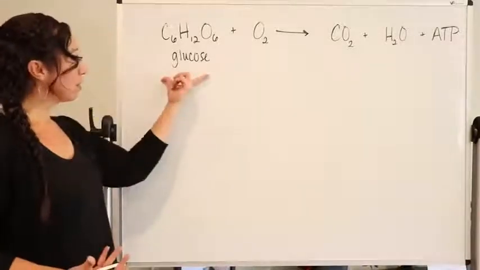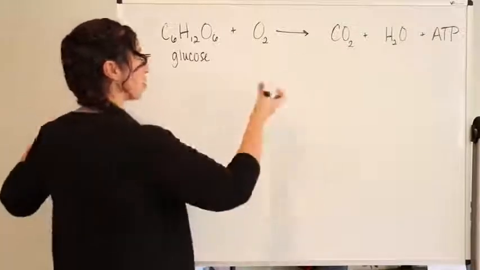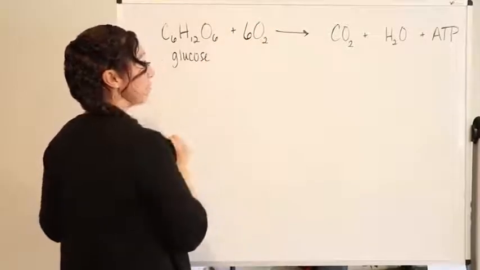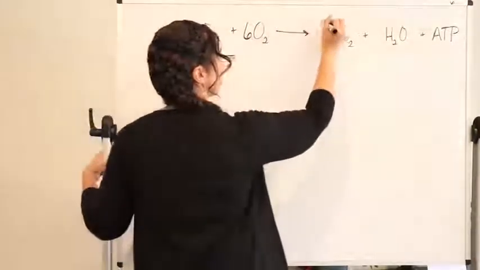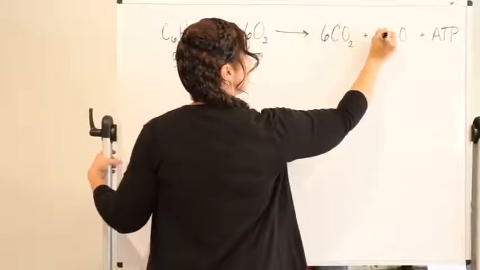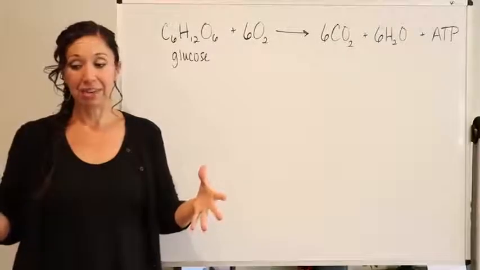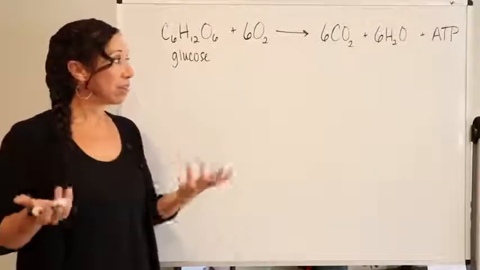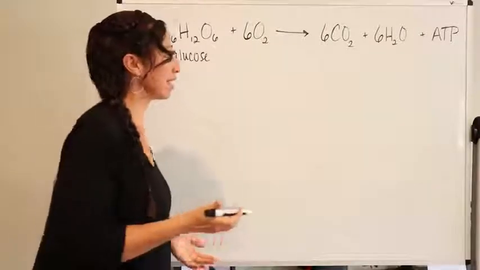So one molecule of glucose is actually going to react with 6 molecules of oxygen. And that's going to be very fun. It's going to make 6 CO2 and 6 waters. And in the process of doing this whole entire reaction, you're going to get anywhere from 34 to 38 molecules of ATP. It just depends on how efficient your cells are being at that time.